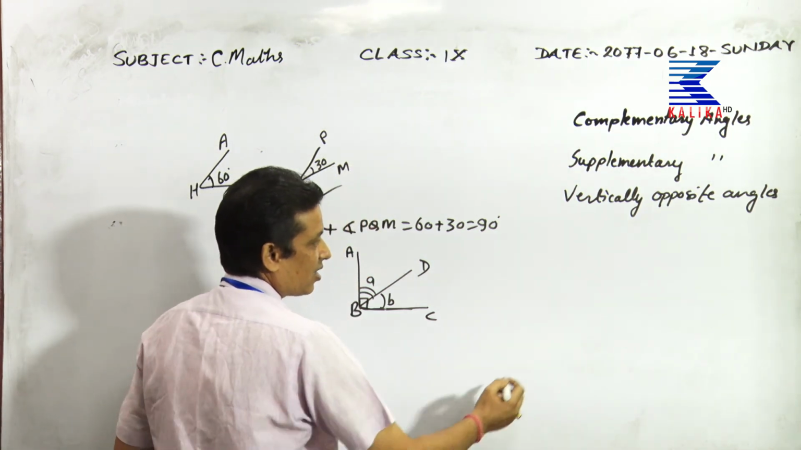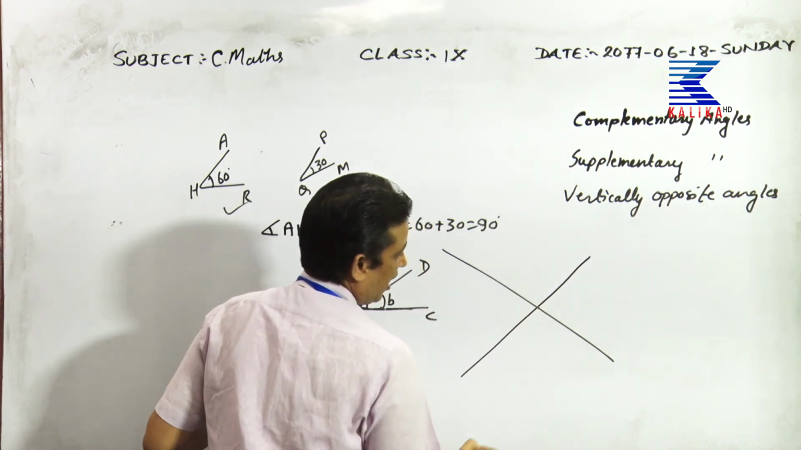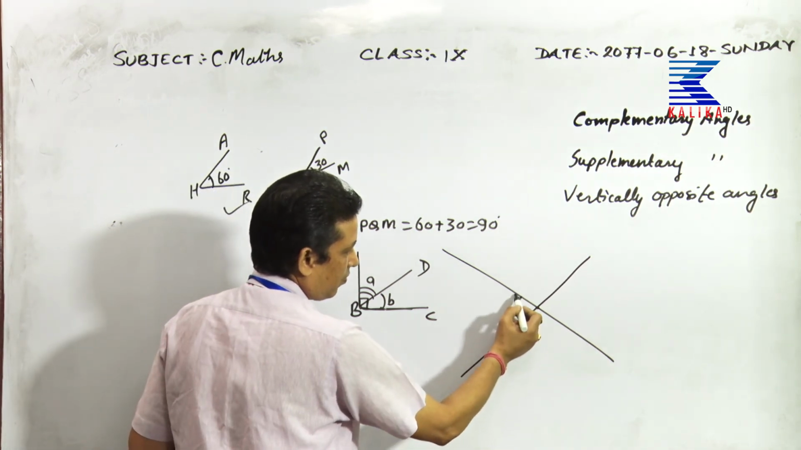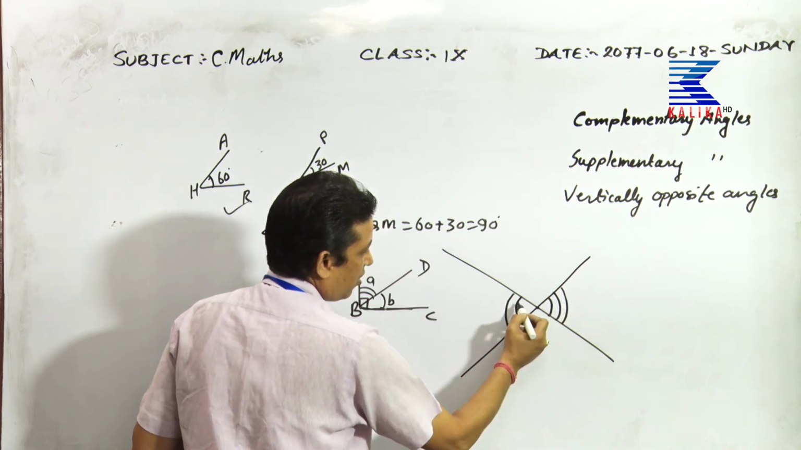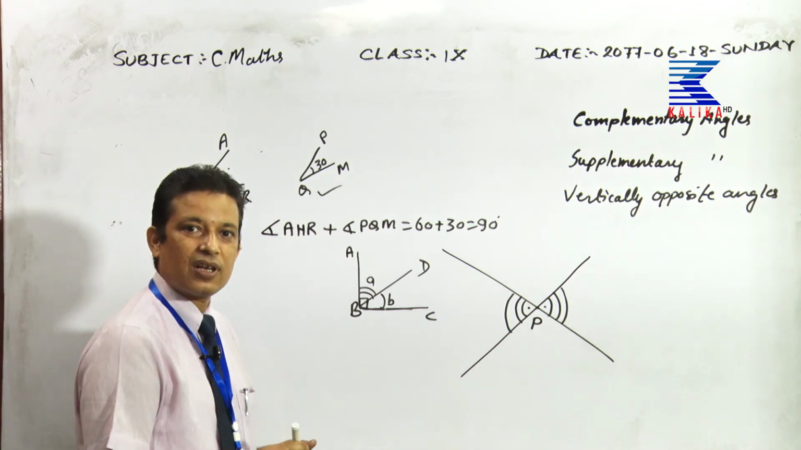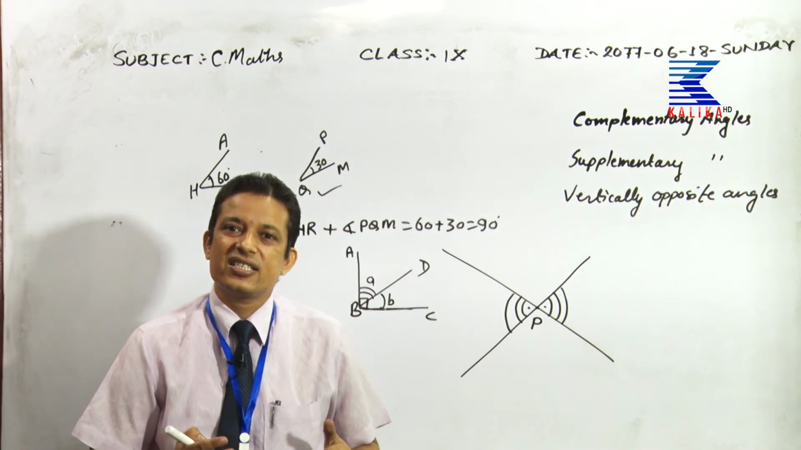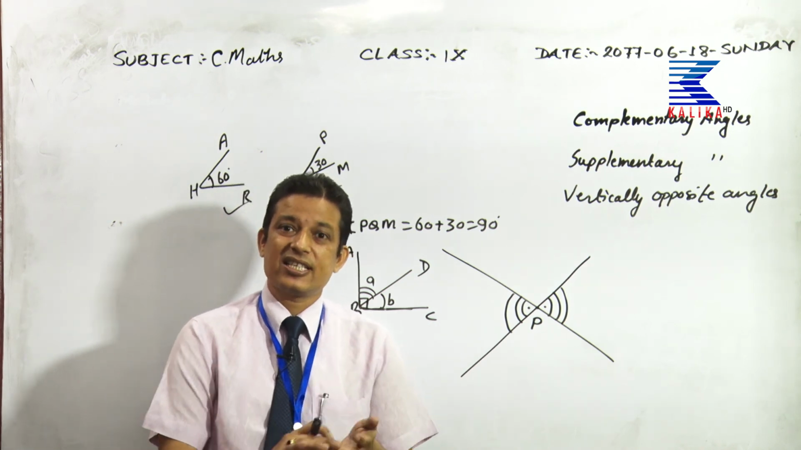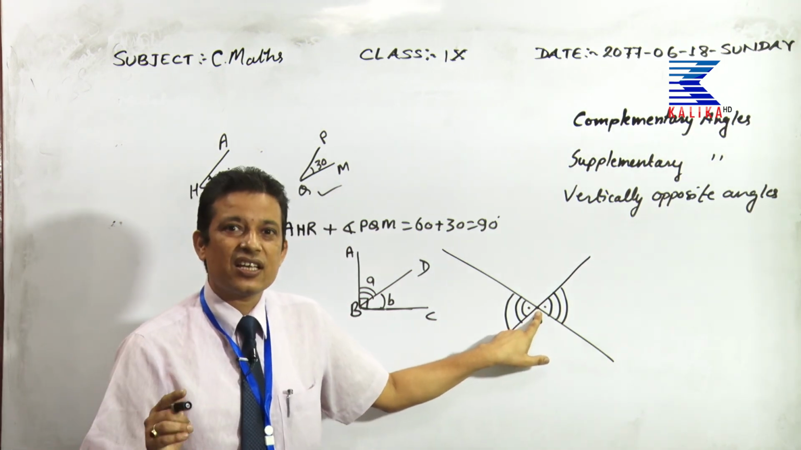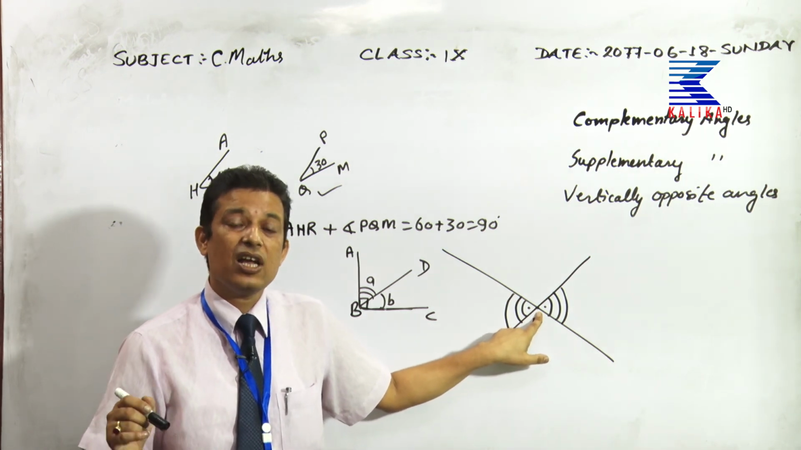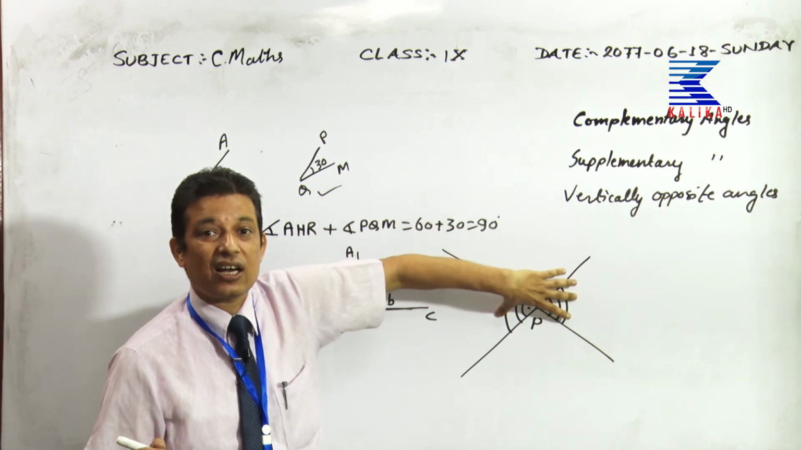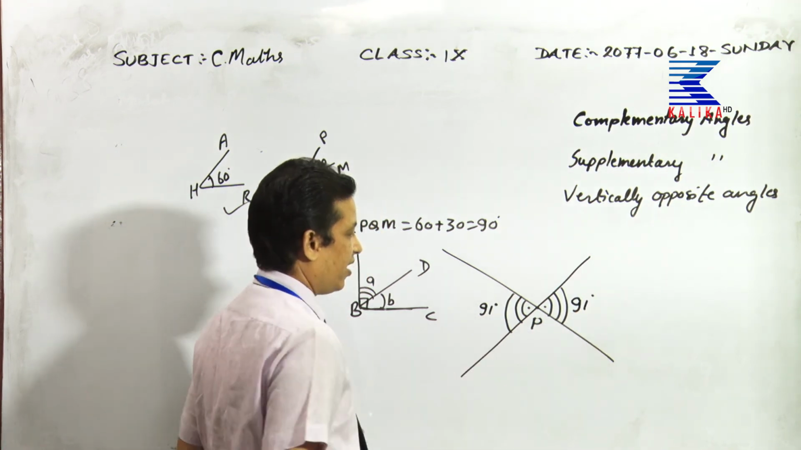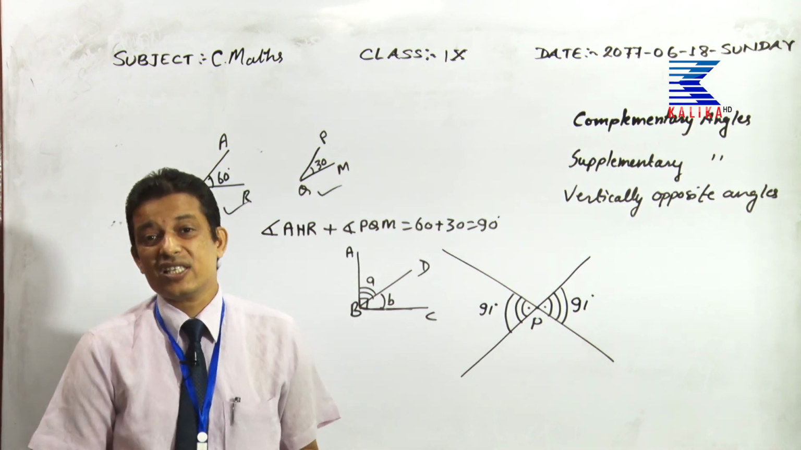Now, vertically opposite angles: when two straight lines are intersected at a point, then the angles formed just on the opposite side of the vertex, sharing the vertex only, sharing the intersecting point only, are known as vertically opposite angles, and these two angles are always equal. If this is 91 degrees, this should be 91 degrees. So, vertically opposite angles are always equal.